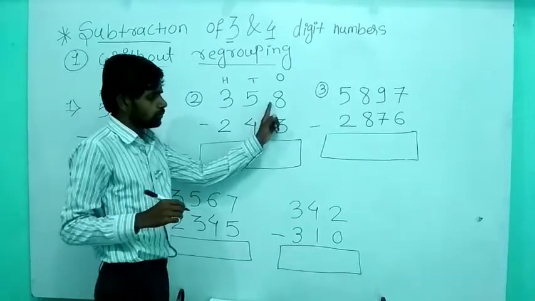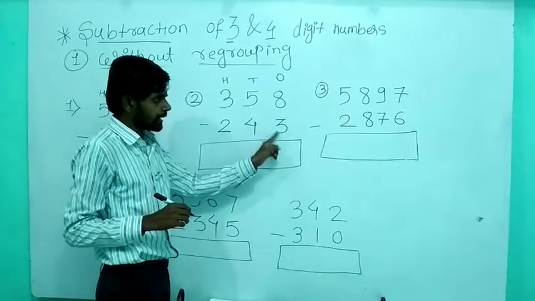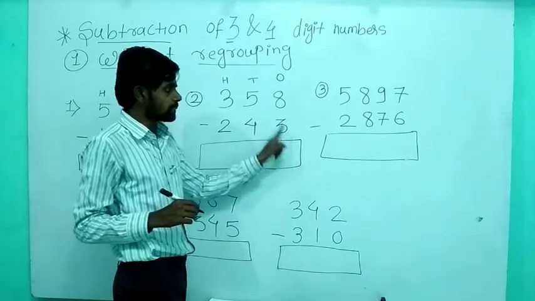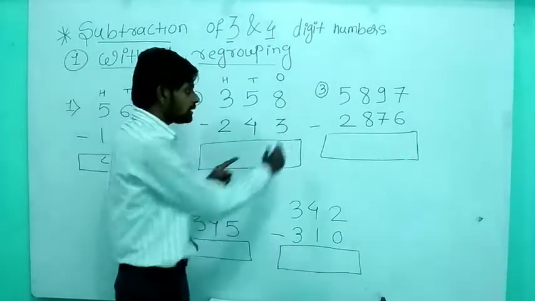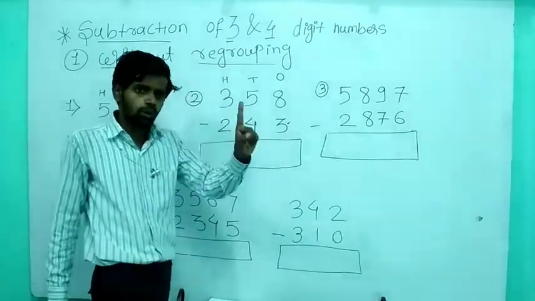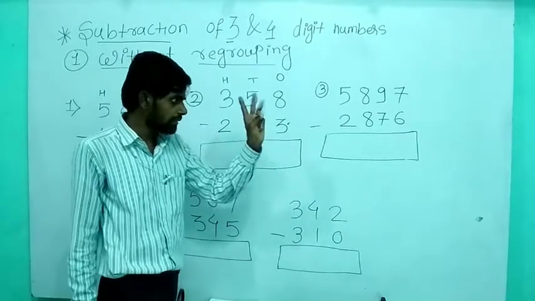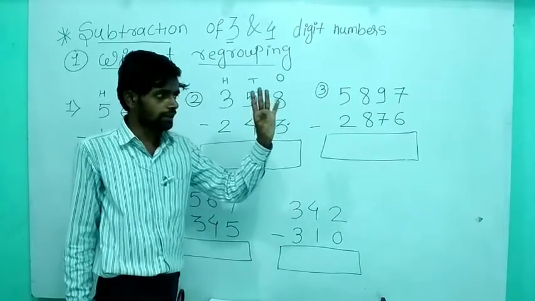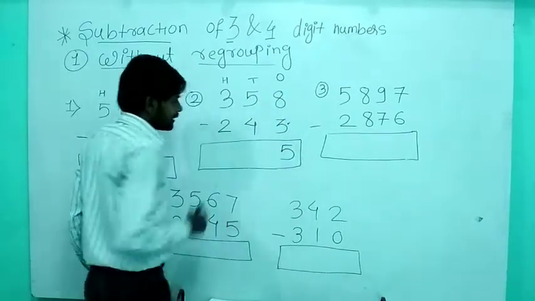Okay, so 8 minus 3. First of all subtract 3 from 8. कैसे सब्ट्रैक्ट करेंगे? We will start counting after 3, 3 के बाद काउंटिंग स्टार्ट करेंगे up to till 8. 3 से काउंट नहीं करना, 3 के बाद से 4, 5, 6, 7, 8. How much it is? 5. So write down 5 here.